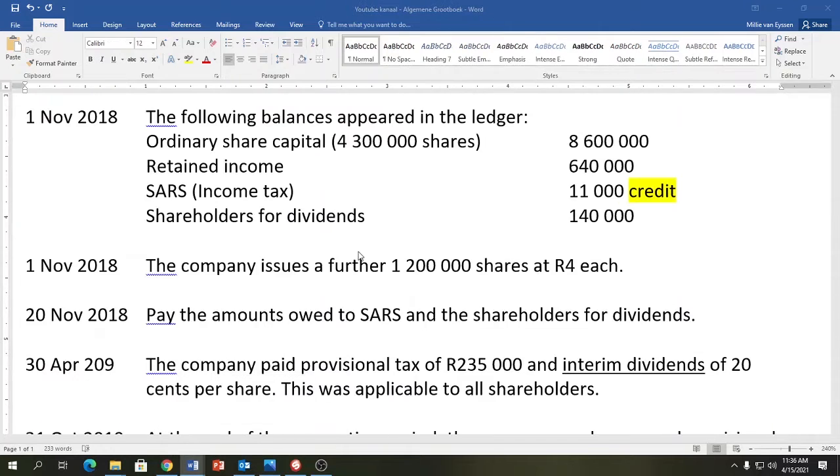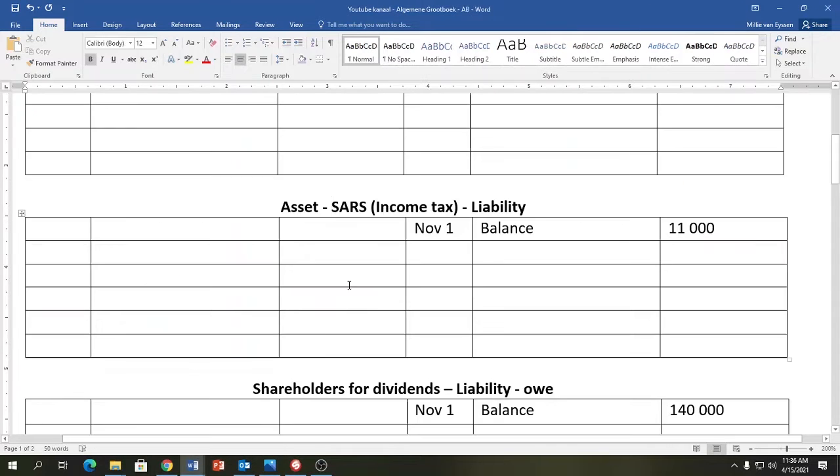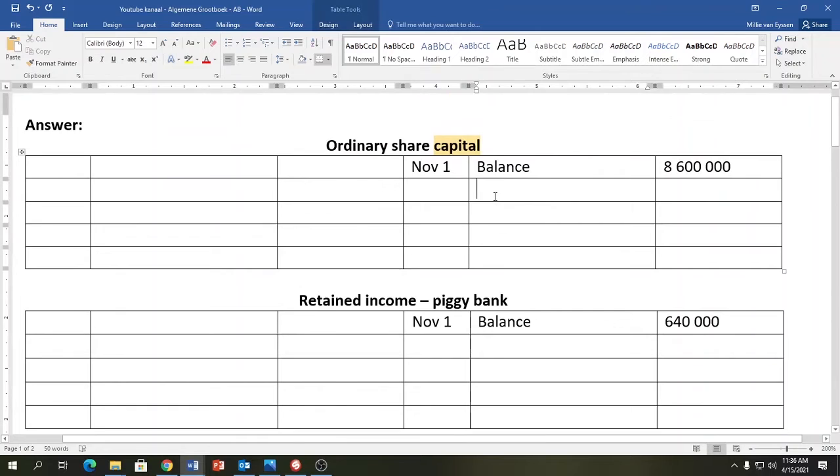Okay. Then let's start. On the 1st of November, first day of my financial year, the company issued a further 1.2 million shares at 4 Rand each. So let's enter that. I will be receiving money, so it will be bank. 1.2 million shares times 4 Rand each. I think it's 4.8 million Rand. So that's money that the company received when they issued shares.